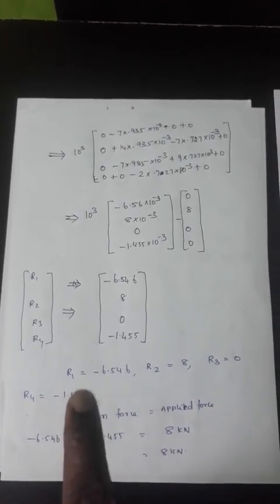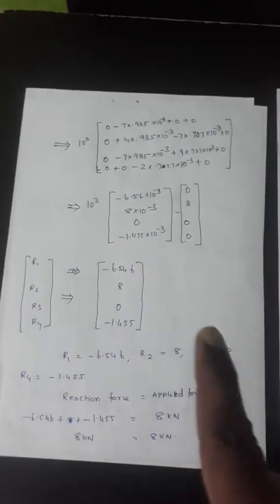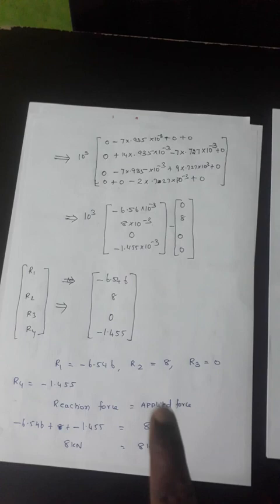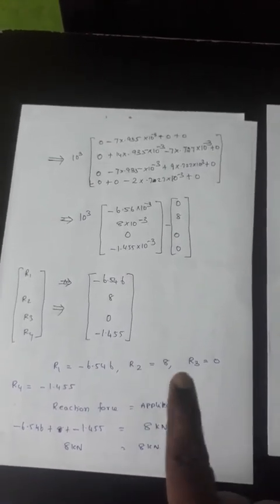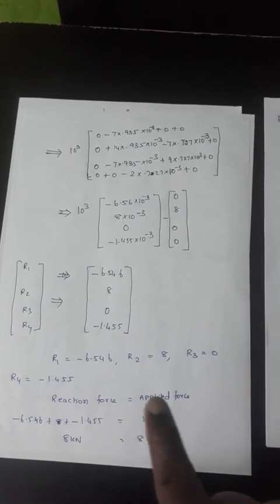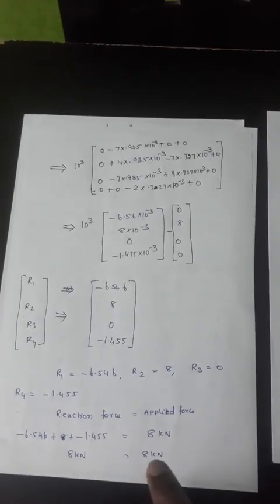The reactions at the supports must be equivalent to this 8. Is that what we are getting? Yes. So you add this and this, and you will get 8 kilonewton, which is equivalent to 8 kilonewton. So this is okay. This is the verification: the reaction force must be equivalent to the applied force with the opposite sign.